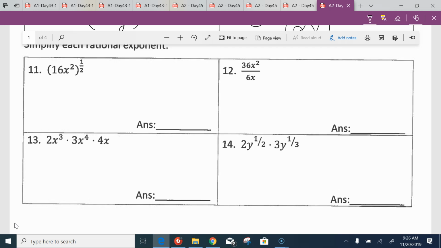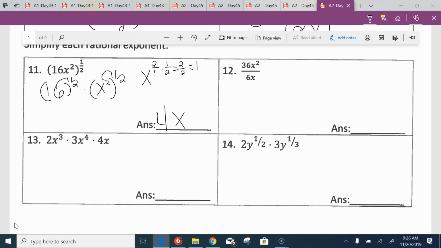So number 11, we have 16x squared. So we should have taken it to the 1/2. 16 to the 1/2 power times x squared to the 1/2 power. I split it up. 16 to the 1/2 power is the square root of 16, which is 4. X squared to the 1/2, that means we're going to take x squared, which is basically 2 over 1, times the outside exponent 1/2. That gives you 2 over 2, which is basically 1. So we're going to have x to the first, or just x.